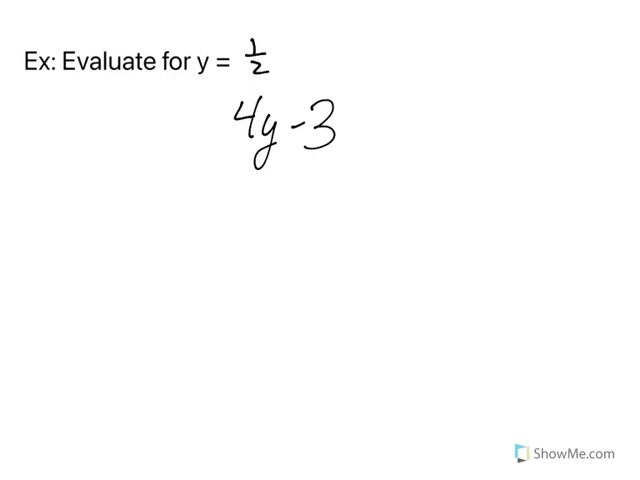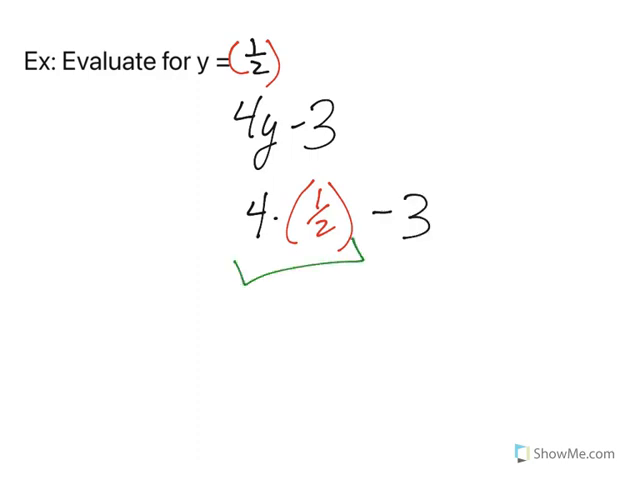Let's do another one. Let's switch to fractions. Let's evaluate for y equals 1/2 when our expression is 4y minus 3. Again, we're going to plug in our 1/2 everywhere we see a y. So I have 4 times y. We know that y has a value of 1/2, and then I'm subtracting 3. Order of operations tells me to multiply first.